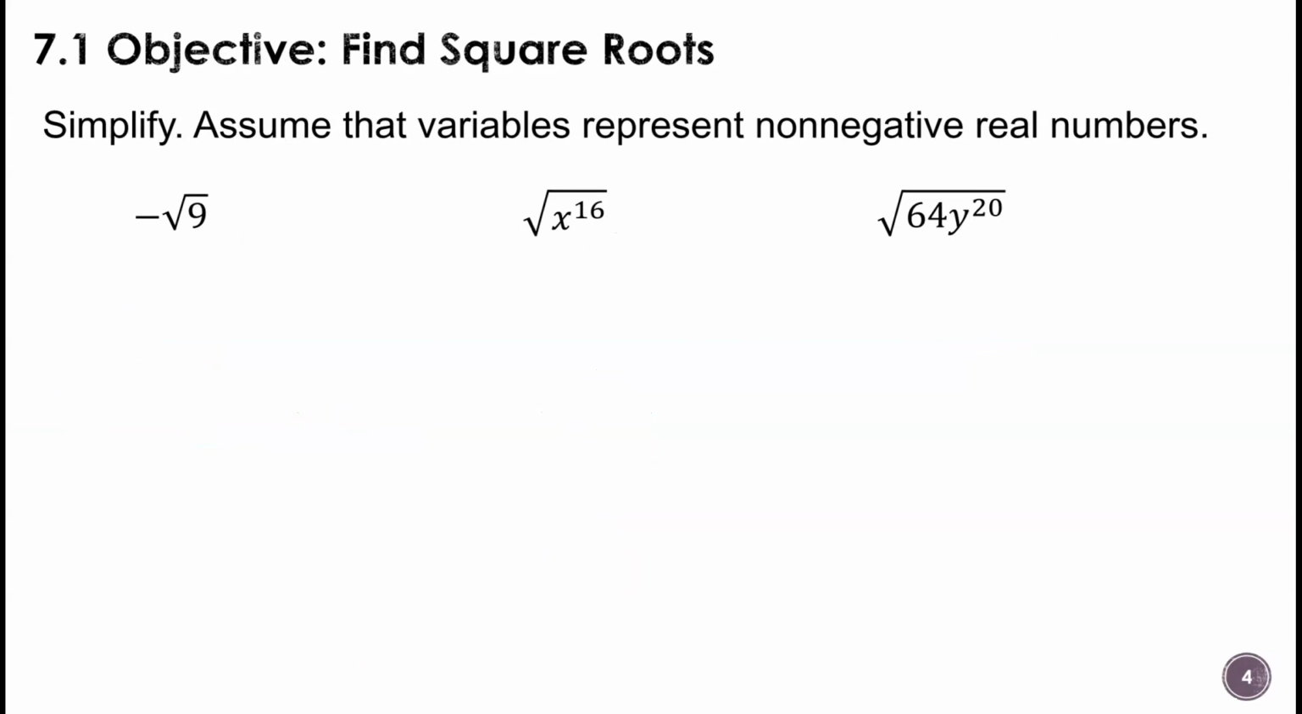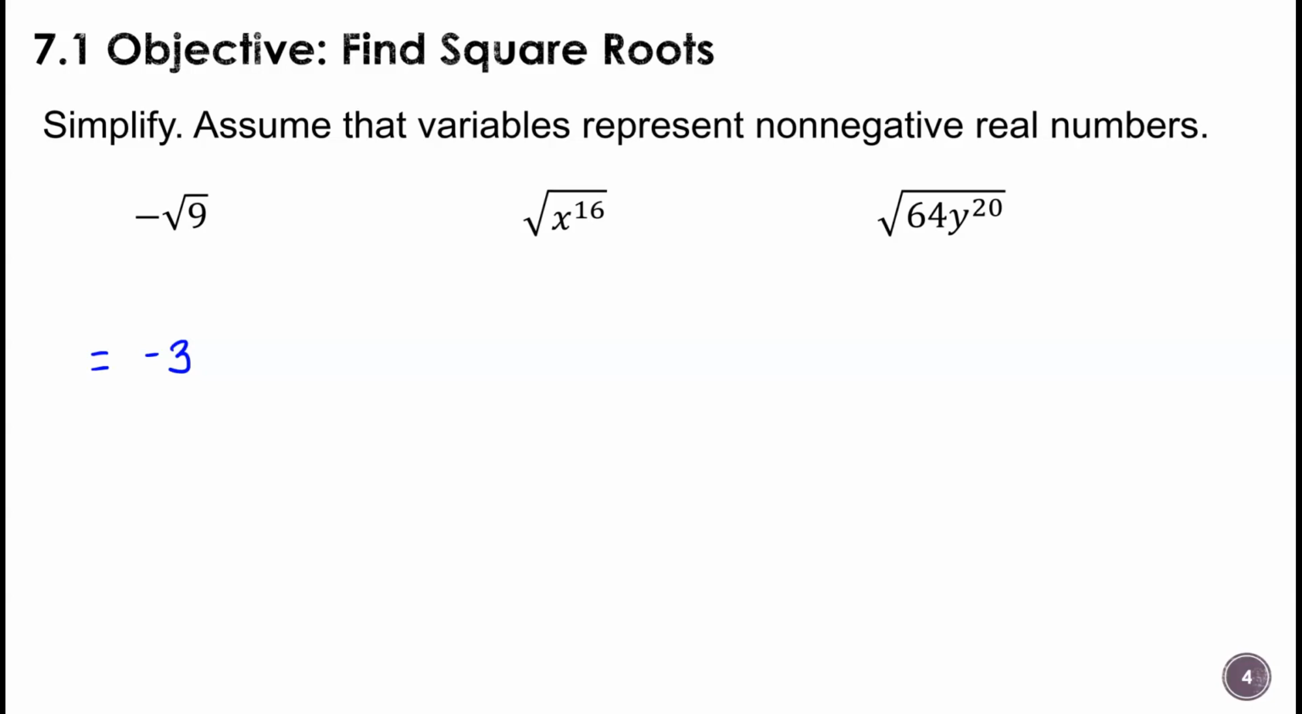These problems are very short compared to some of the content that we've been working on before this section. All right, so on this one we're going to look at this as the square root of 9, which is 3, and it will be negative because it's the negative square root of 9. And on the next one we get into something a little bit different. So we've got a variable in here.